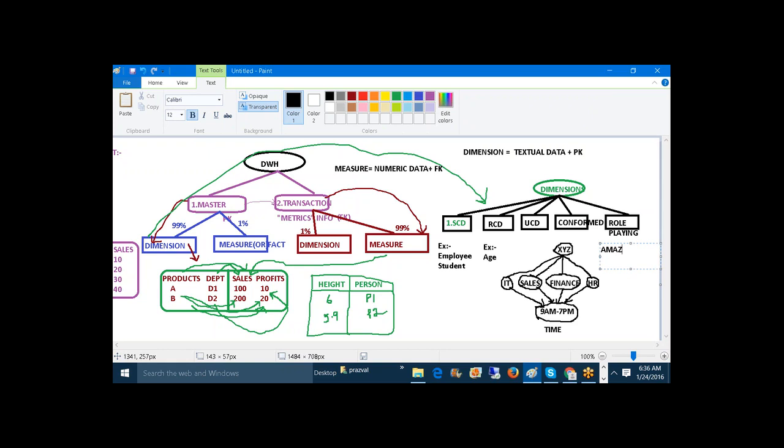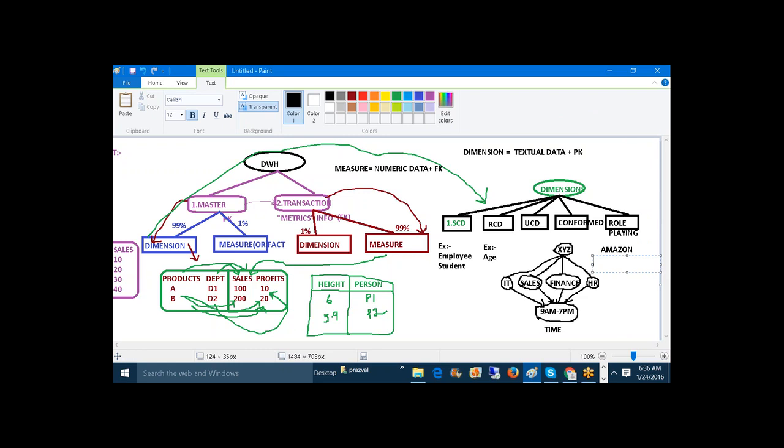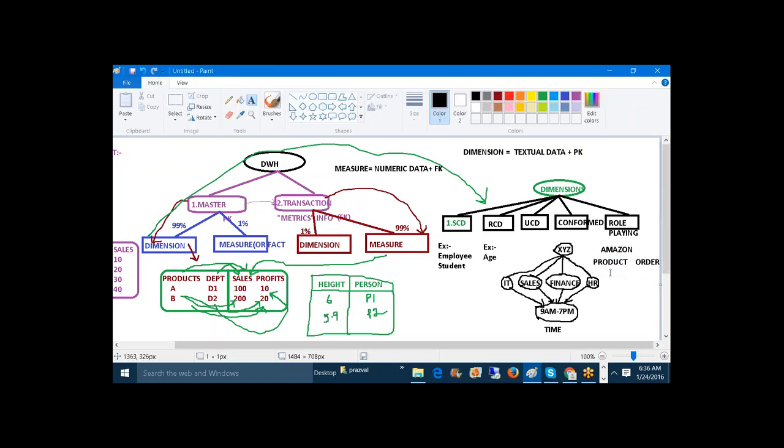Let's take Amazon. Let's say in Amazon you have ordered one product. Here I'm stressing two things: one is the product and the other is the order. So what is product? The product is the dimension, and what is order? Order is the measure, because without the product the order cannot exist. Order being the number, like we can order 2 products or 3 products or 4 products. So basically order contains the count.